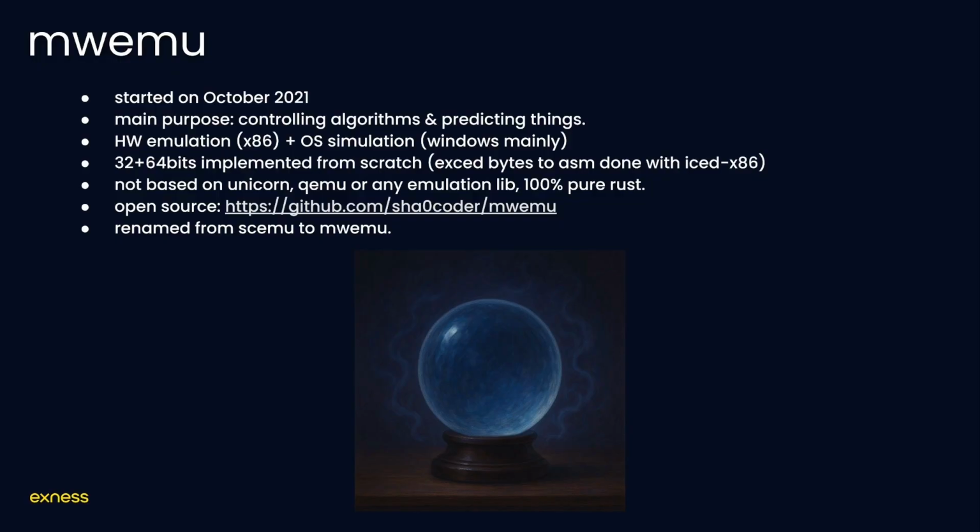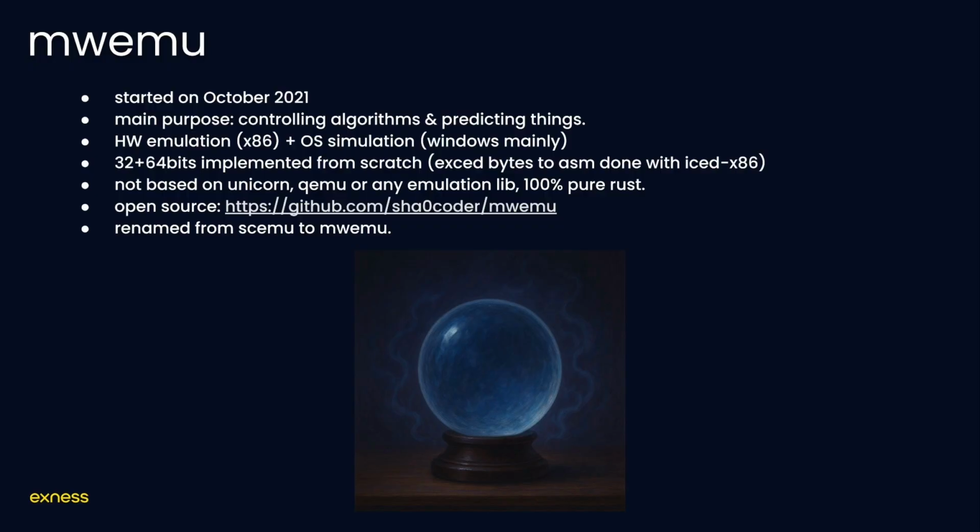Okay, this project started in 2021, and the purpose was controlling algorithms and predicting things in general. Imagine that we have a kind of magic crystal ball that can predict the future, and you have a malware, and you can ask questions to that prediction system. For example, when I execute this malware, where is it going to connect? But I don't want to execute the malware because it's unsafe.